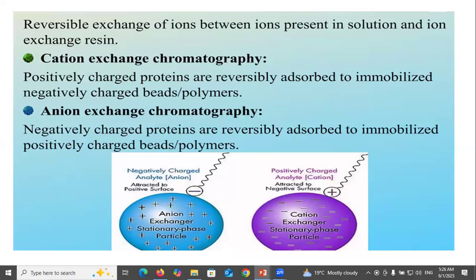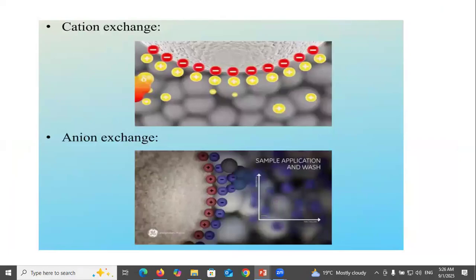See, positively charged proteins are reversibly adsorbed to immobilized negatively charged base polymers. And just opposite, anion exchange chromatography: negatively charged proteins are reversibly adsorbed to immobilized positively charged base polymers. Cation exchange, anion exchange, we can also write in the diagram.